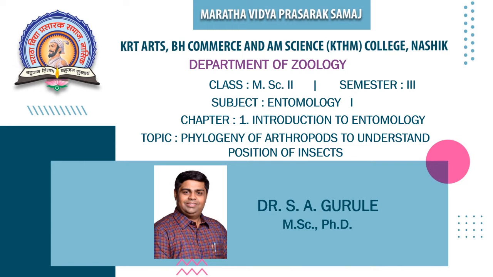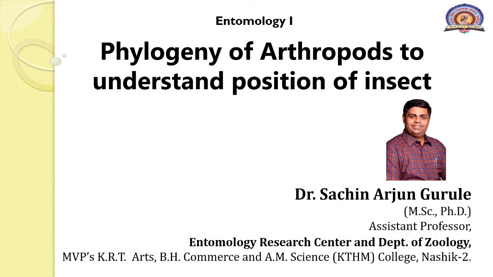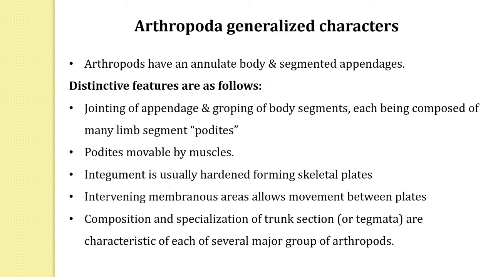In the previous lecture, we were learning the first chapter of entomology, that is, introduction to entomology, and we have completed the phylogeny of the insect. Now, in this lecture, we are going to discuss the phylogeny of arthropods to understand the position of an insect in the phylum Arthropoda. So, before starting with the phylogeny, let's see the generalized characteristic features of phylum Arthropoda.